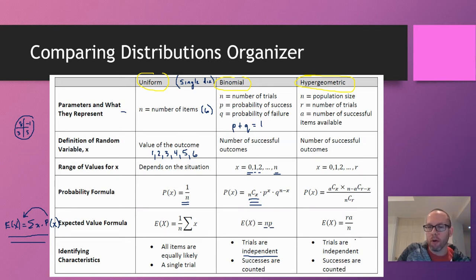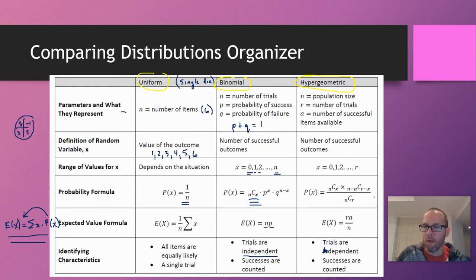When trials are, this should actually say trials are dependent. So I'll fix that on your lesson sheet for sure. So it should show up good for you there. Trials are dependent, meaning that the probability of the next success changes from trial to trial.